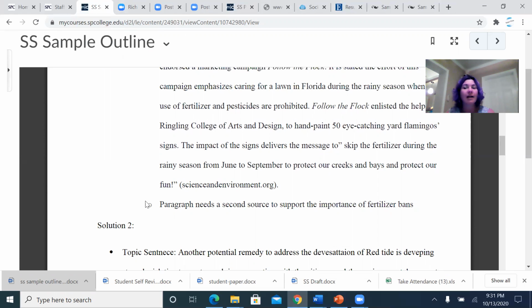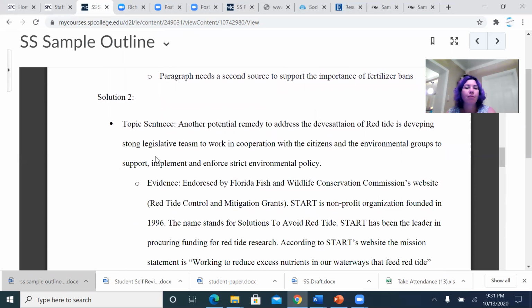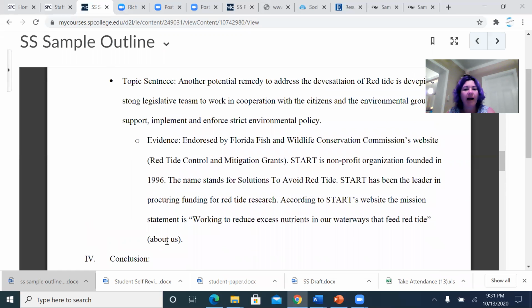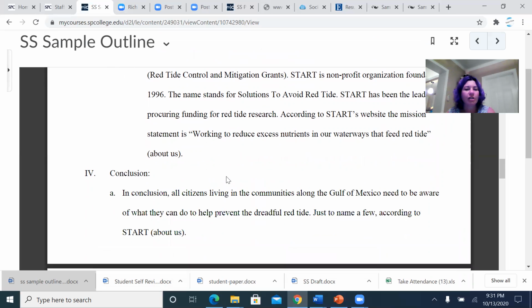And then the student recognized, I'm going to need an additional source here. So the student knows at the point of the outline that they need to go back and review some more content. The same process is then followed for solution 2: topic sentence, evidence. And again, we recognize that, okay, we have a couple sources, but we need a little bit more elaboration.